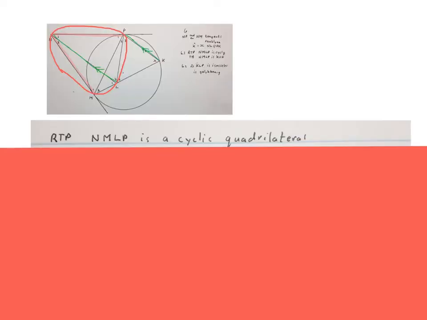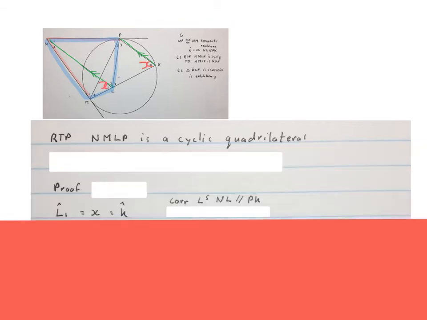The first thing they're asking us to prove, they say required to prove NMLP is a cyclic quadrilateral. So the thing inside that red circle we must prove is a cyclic quadrilateral. So we have to prove that that blue quadrilateral is a cyclic quadrilateral. First thing we can write is angle L1 is equal to X is equal to angle K, corresponding angles, NL parallel to PK. So that angle there is X, the angle there is X, there are the 2 parallel lines, and they are equal because they are corresponding angles.